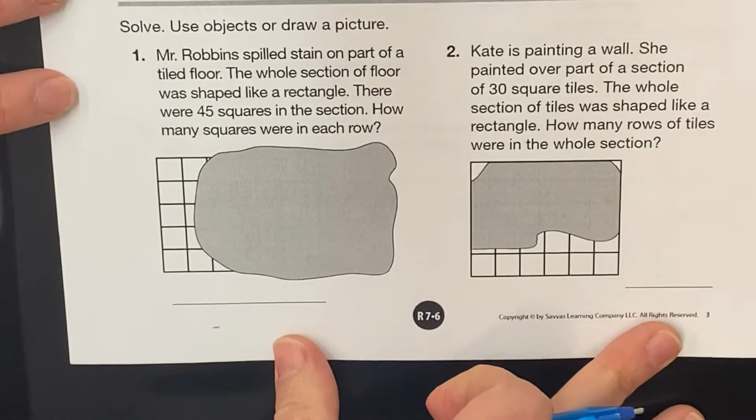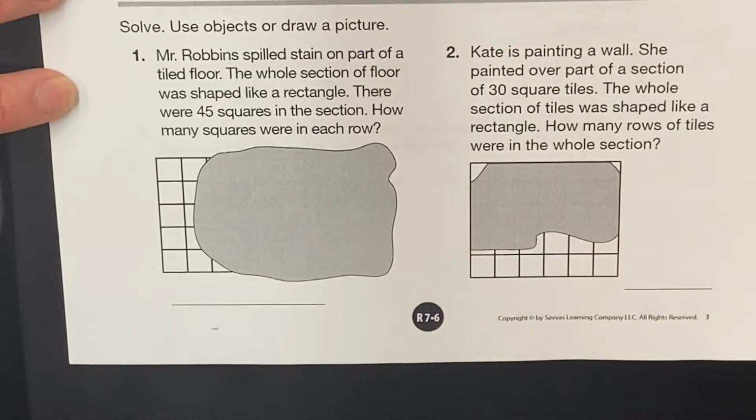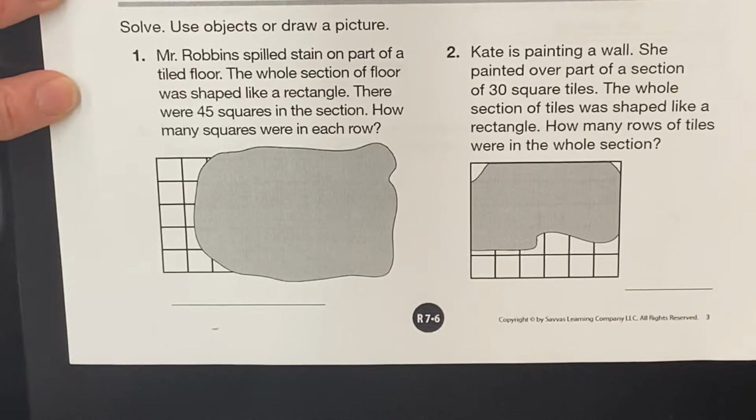All right, let's go on to number 1. Mr. Robbins spilled stain on part of a tiled floor. The whole section of floor was shaped like a rectangle. There were 45 squares in the section. How many squares were in each row?